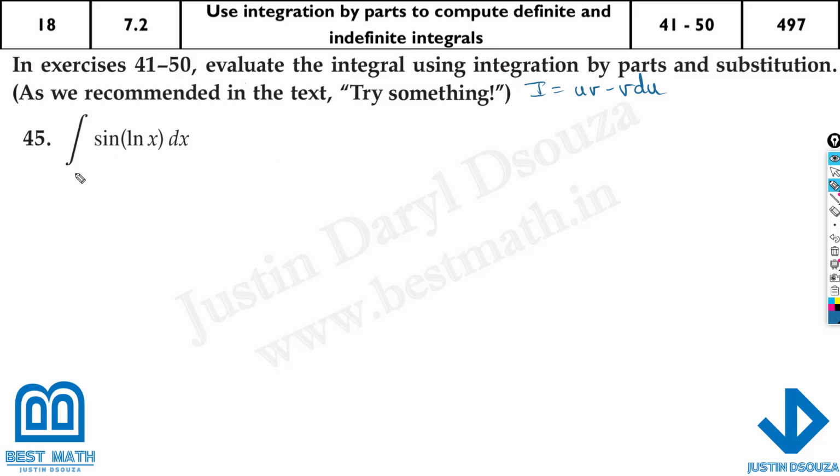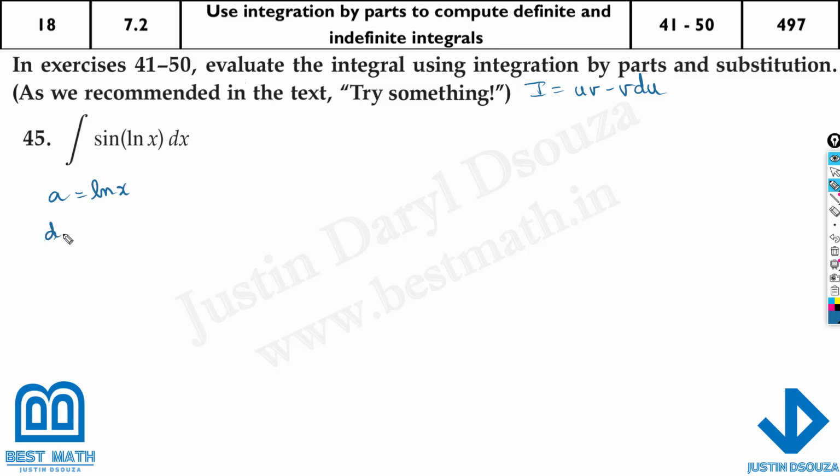Now let's solve this. So what are you going to choose a as? Instead of sine x, it is ln x. So I'll choose a as ln x. Now here, remember, if I start deriving it, it's going to be 1 by x, and it's going to be more complicated because I'll have an x term remaining.